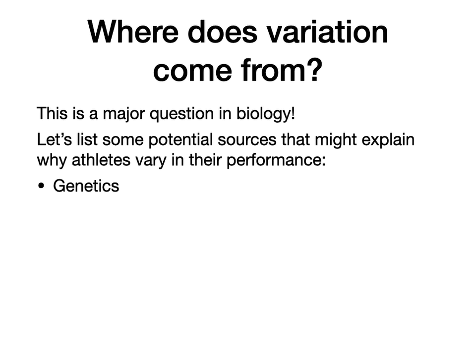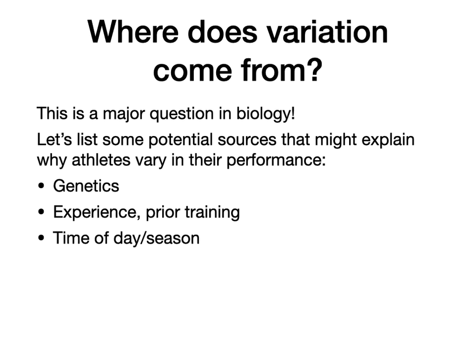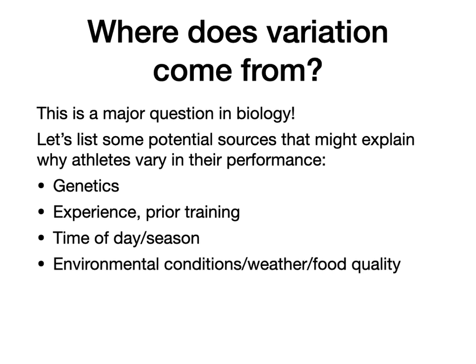Well, we've got genetics. Okay, one athlete doesn't change their genetics, so maybe that's not a good example for thinking about one athlete, but that's a major thing in biology. Some runners might be better than others due to genetics. We've got experience, prior training. That might explain differences among different runners, but also it might explain why one person might improve over time. We've also got time of day, season, environmental conditions, weather, what they ate, how much caffeine they had.